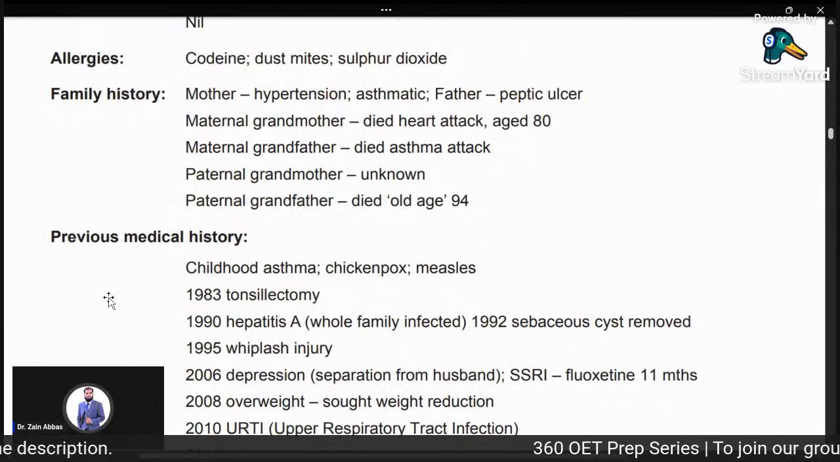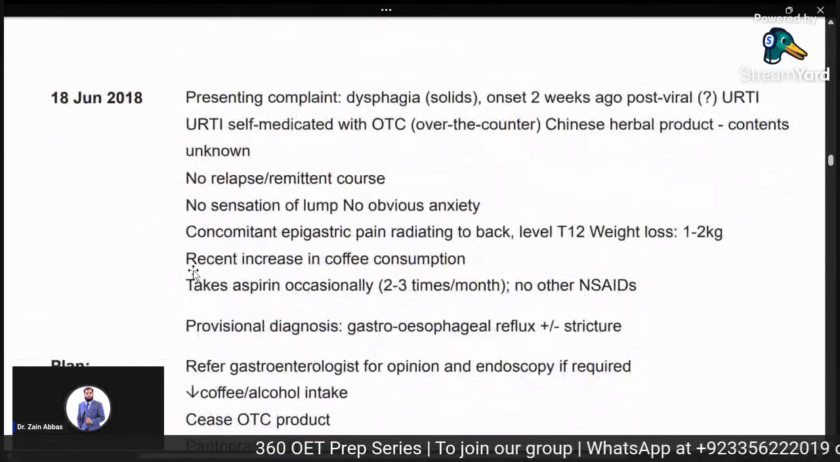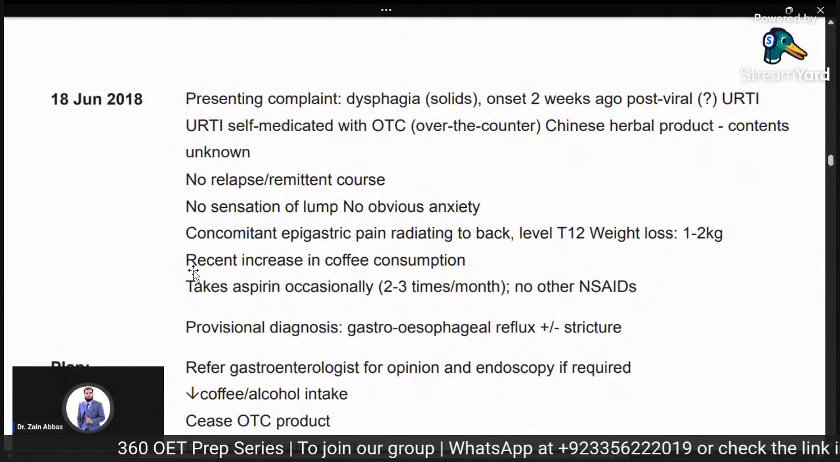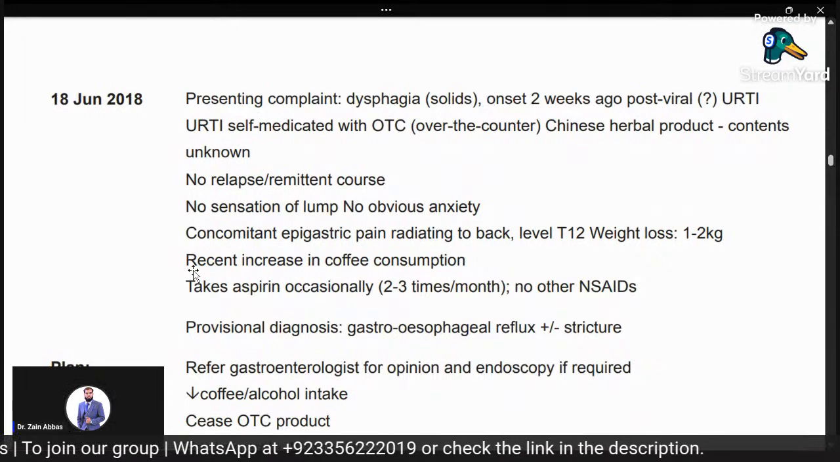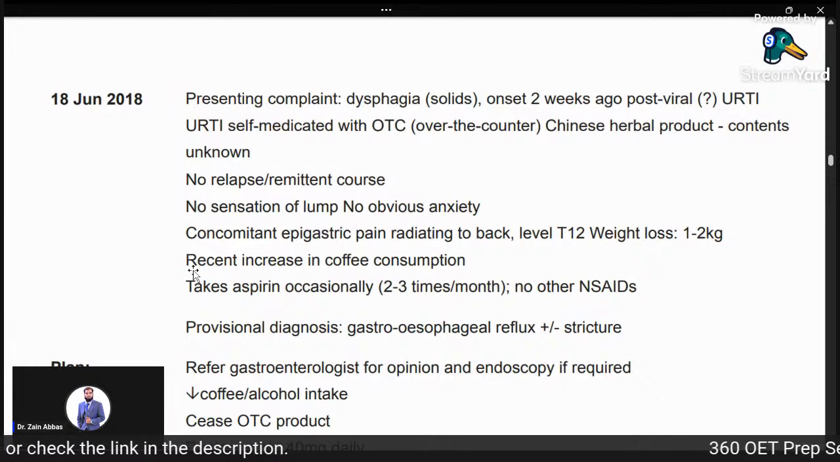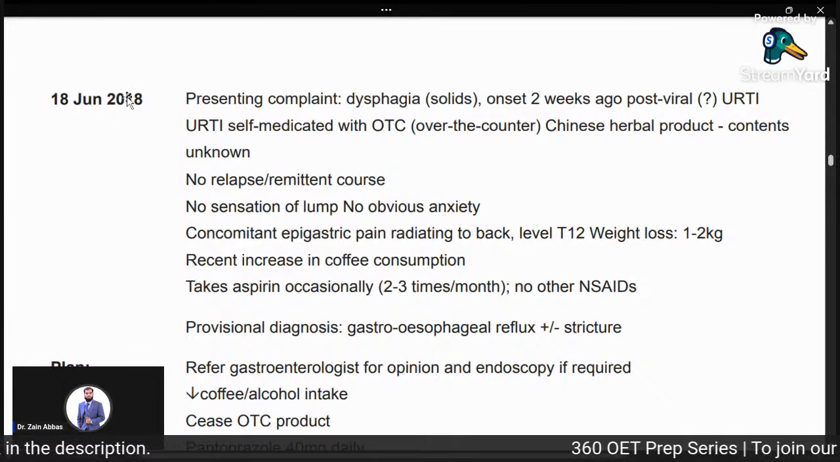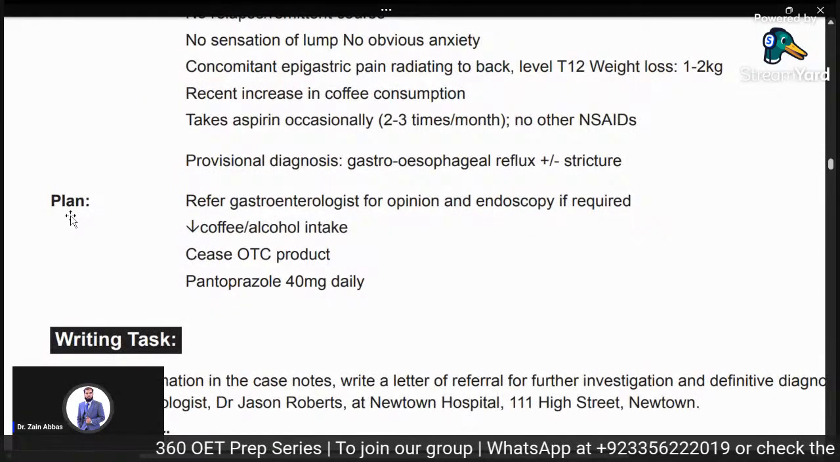And then you have medical history, and then you have different visits. During that visit, the information includes history, examination, investigation, and treatment. These important aspects are given in each visit, and you have to arrange them in this chronological order. And next one is the plan of action.